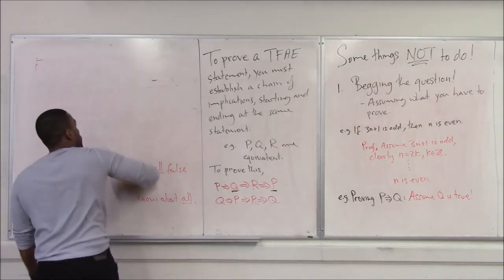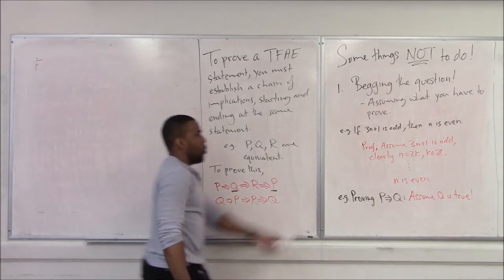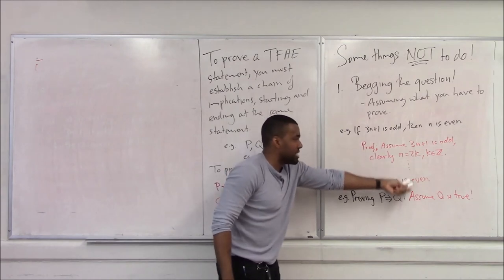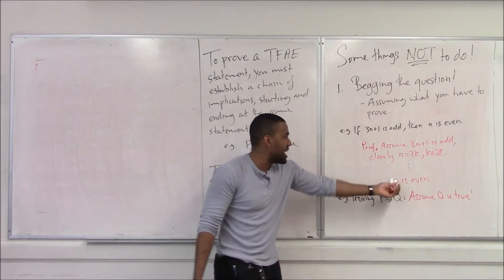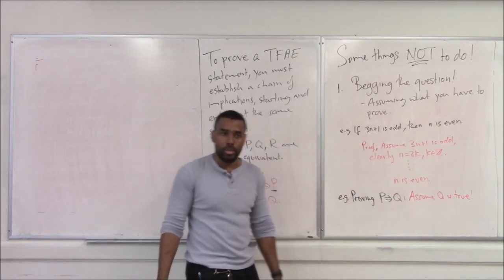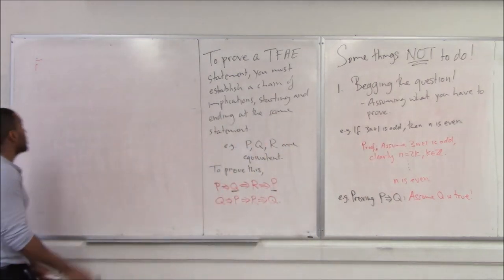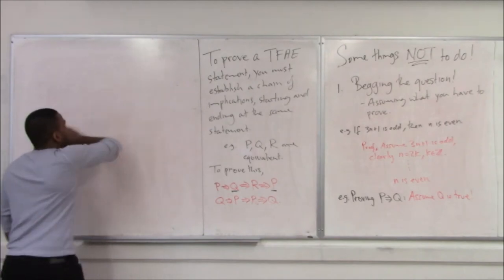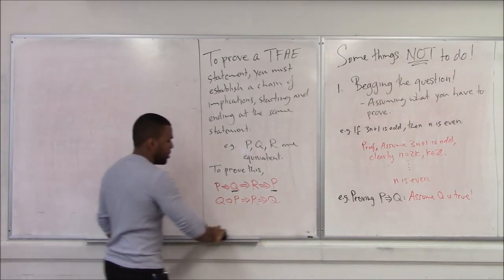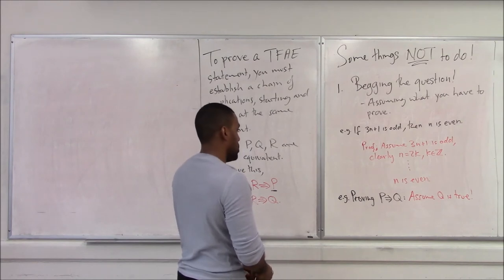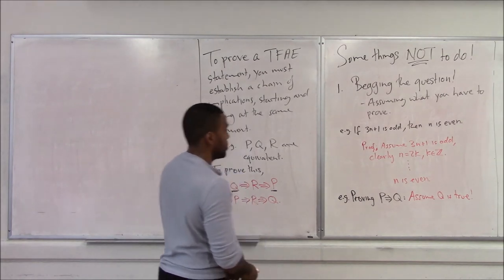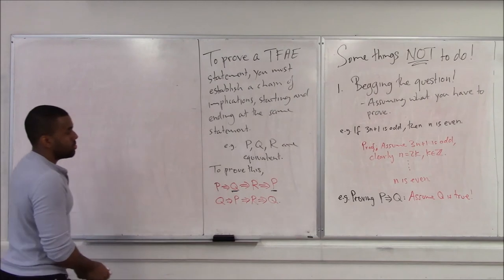It's assuming what you have to prove, then clearly, whatever you do in these ellipses, it's going to end up where you wanted it to end up because you kind of assumed that had to be the case in the first place. You've never actually proven anything. So that is a very big no-no.